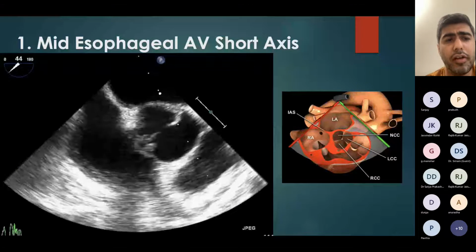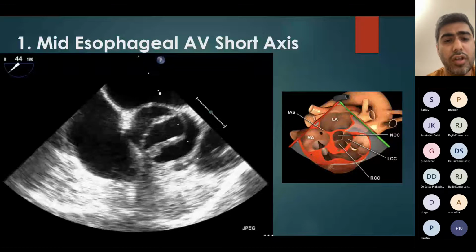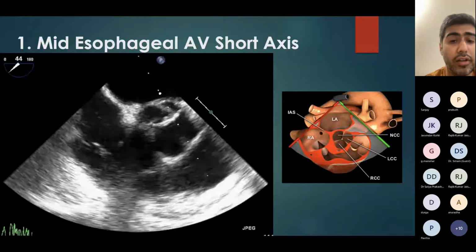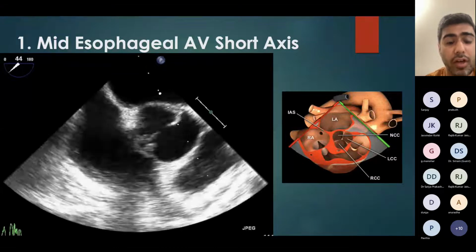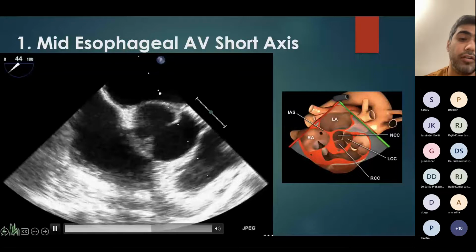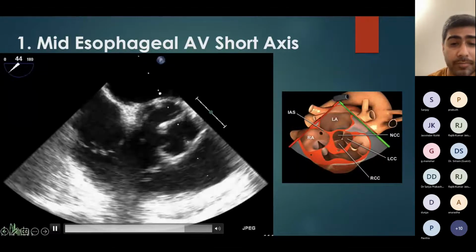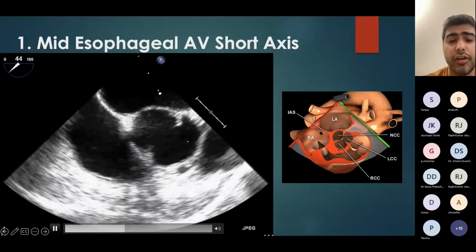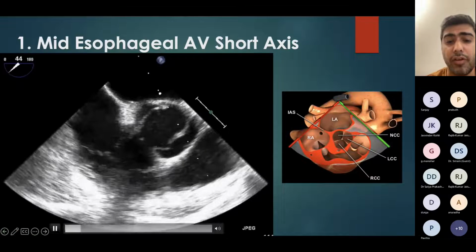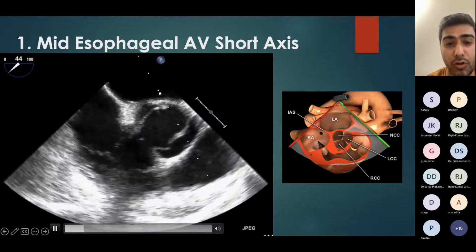The midesophageal aortic valve short axis view is obtained at around a scan angle of 30 to 60 degrees, and it is an excellent view for understanding the gross morphology of the aortic valve. We can see the left atrium, the right atrium, the tricuspid valve, and the right ventricle in association with the aortic valve in the center, and normally we see the Mercedes-Benz sign in the case of a tricuspid valve, and in the case of a bicuspid valve we can easily delineate the morphology.